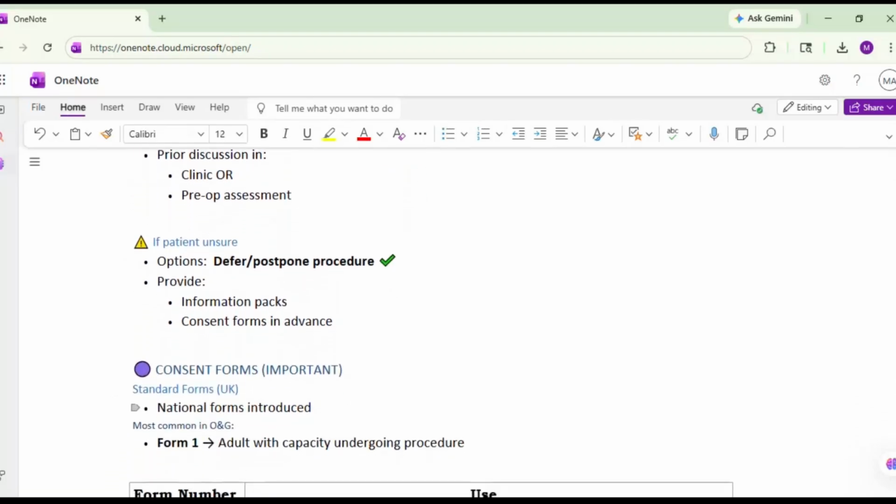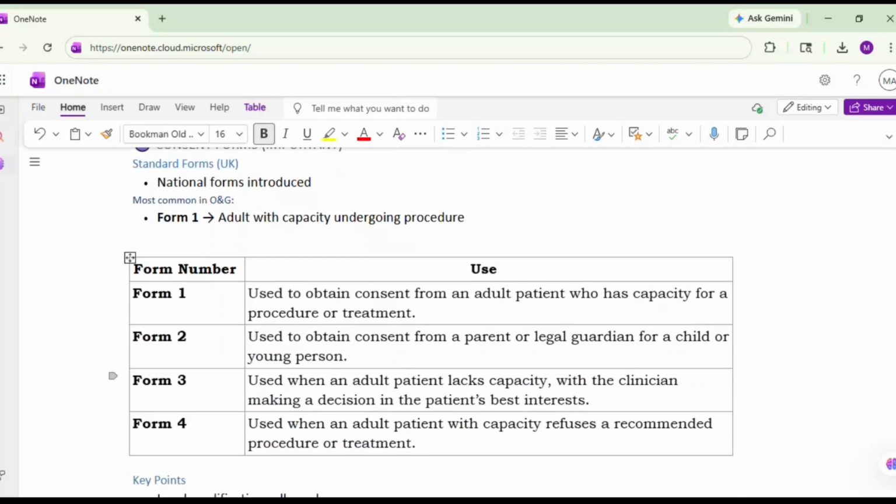So what are the different types of consent form? For adults who are more than 18 years, who are presumed to have capacity, use form number 1. So there are a total of 4 forms. Form 1 is used to obtain consent from an adult patient who has capacity for a procedure or treatment. Form number 2 is used to obtain consent from a parent or legal guardian for a child or young person. Form number 3 is used when an adult patient lacks capacity, with the clinician making a decision in the patient's best interest. Form number 4 is used when an adult patient with capacity refuses a recommended procedure or treatment.